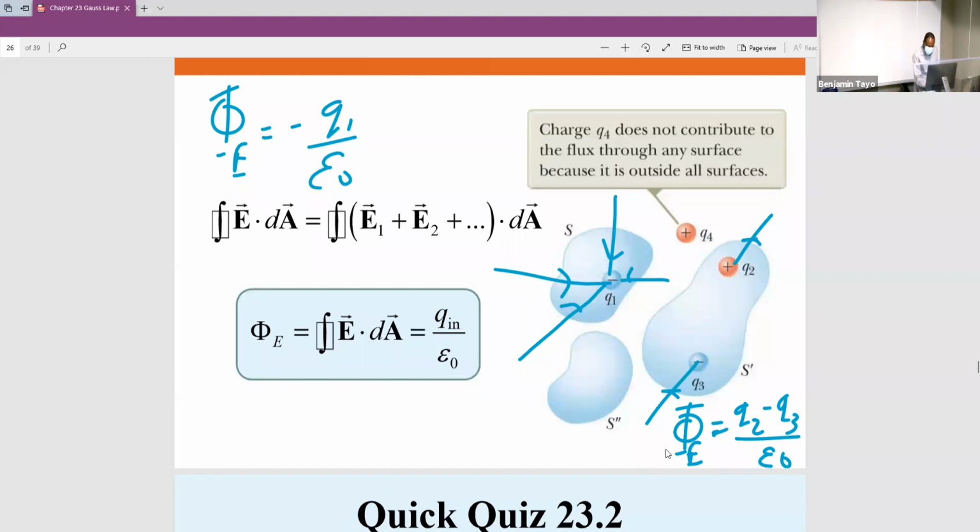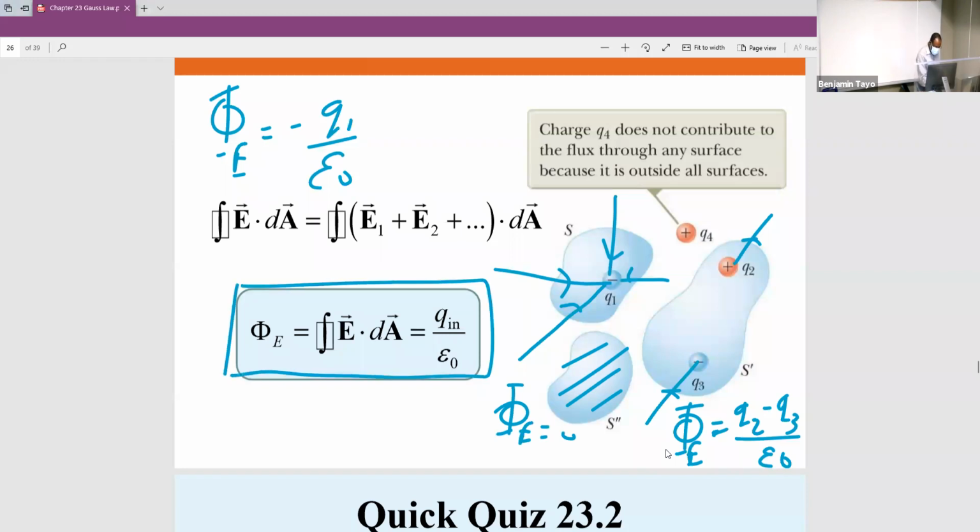Now, how about this surface here? This surface does not contain any charge in it, so the flux in there is equal to 0. So generally, we can write this equation here. It says that the total flux must be equal to Q in. Now, Q in is the total charge inside.